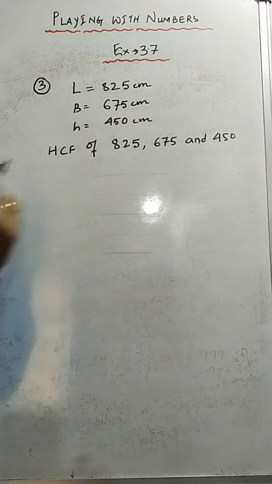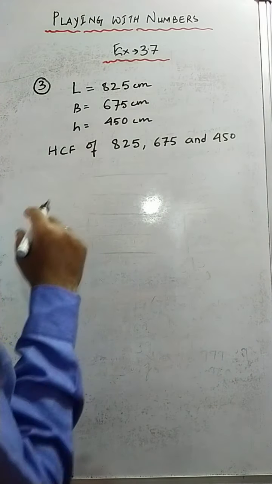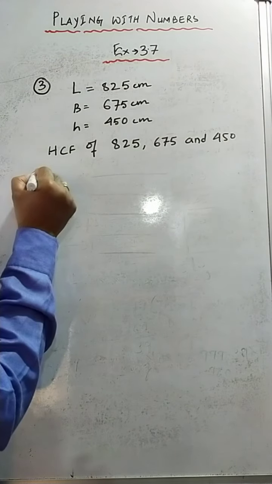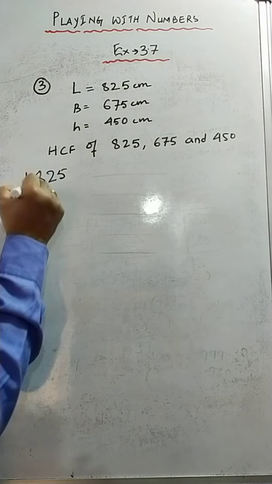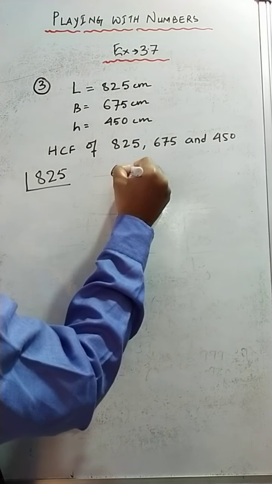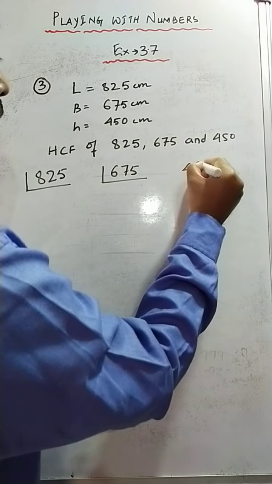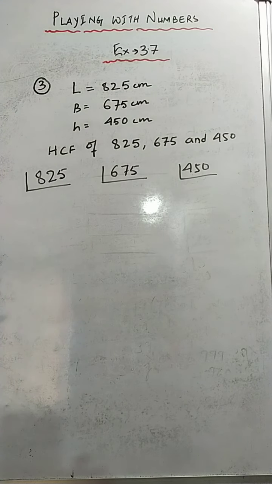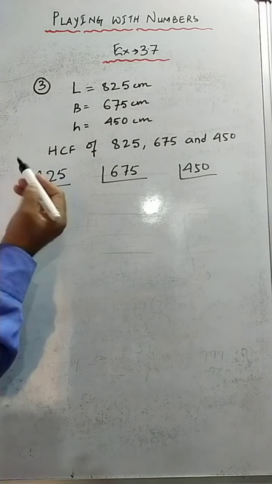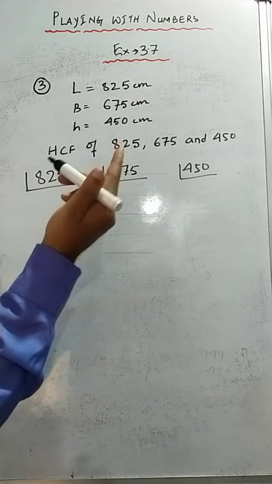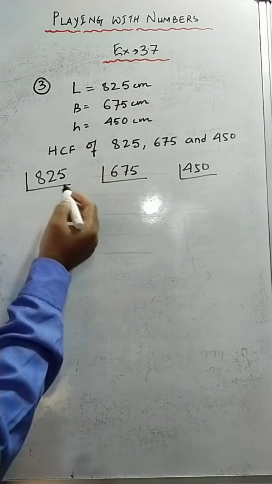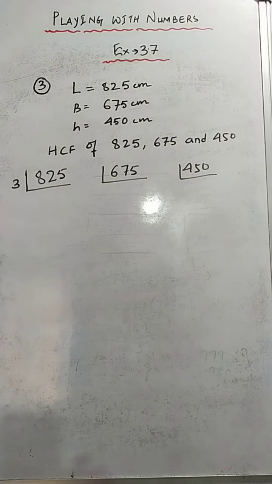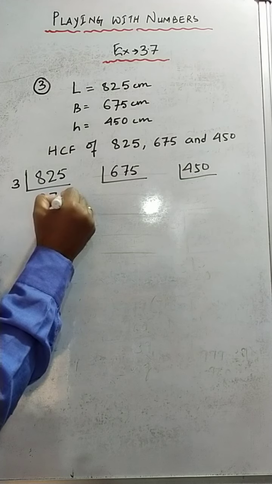So what we have to do to get the HCF? Yes, we have to do the prime factorization of all these numbers individually. So first of all we'll write 825 here, now we'll write 675 here and 450 here. So we have to do the prime factorization of all these numbers. 825 is divisible by 3. Yes, 8 plus 2, 10; 10 plus 5 is 15. So 15 is divisible by 3, so this number will also be divisible by 3. So 825 divided by 3 will give us 275.